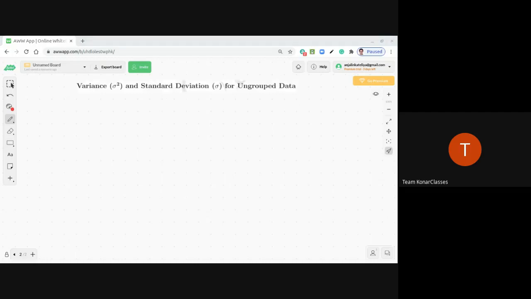So let x1, x2, x3 up to xn be n observations of ungrouped data with x bar as the mean. Then the variance and standard deviation are denoted by the following two formulas. So let me show it to you, dear students.